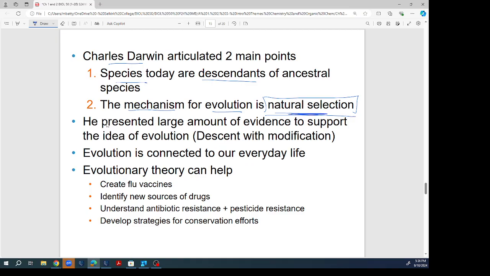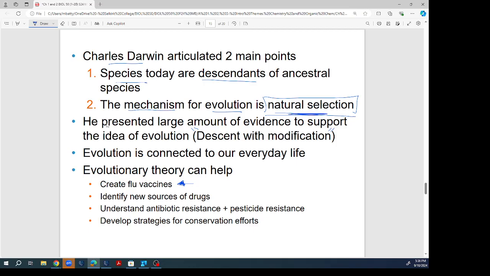As much as Charles Darwin was the father of evolution, he didn't use the word evolution. He called it descent with modification. So your descendants will be different than you is what he was after with that. Evolution is connected to our everyday life. So typically the flu virus evolves, and that's why you get a different flu shot every year. Or they make different flu shots every year.